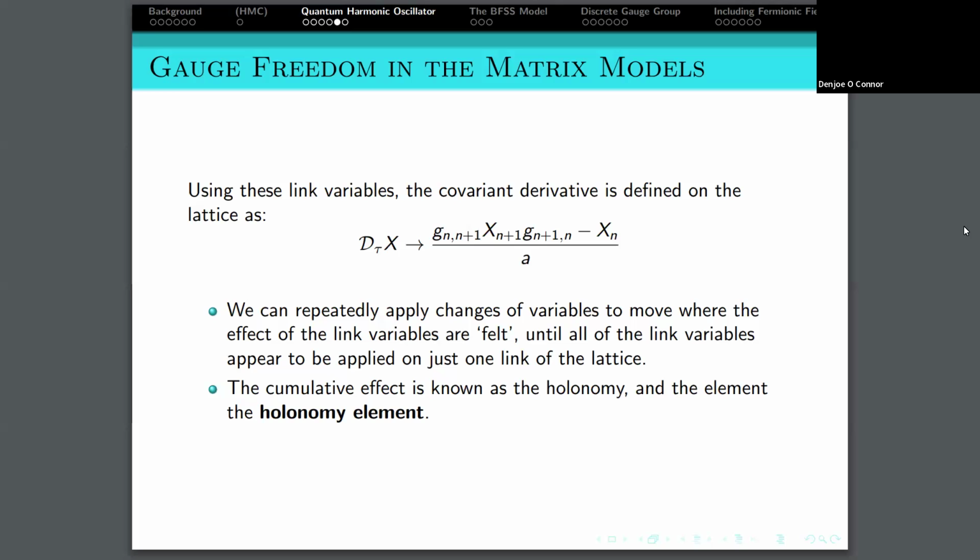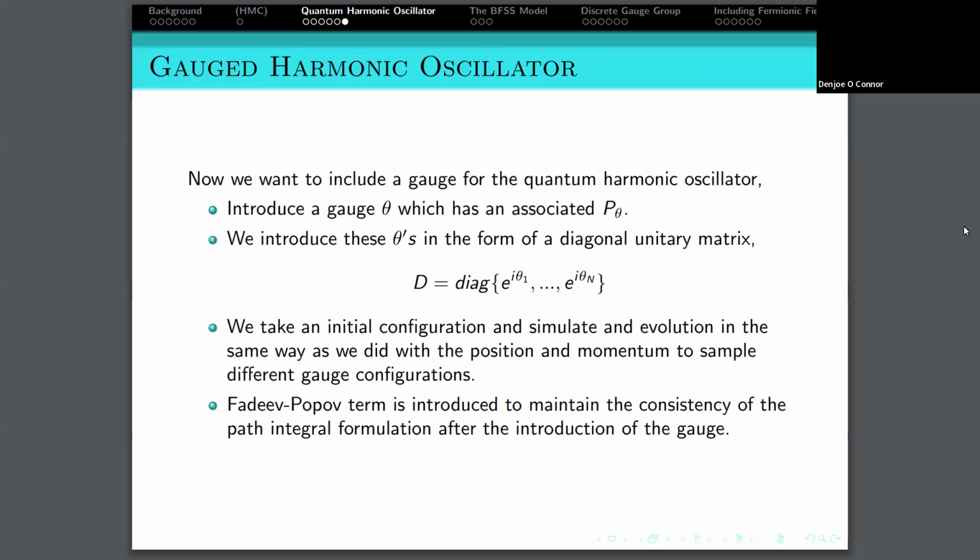And then if we choose a certain gauge, depending on whatever we're working with, you can choose a gauge so that just one link on the lattice feels this gauge field. So we call this the holonomy, which means just one thing on the lattice carries this gauge field. So we call this D here. It's basically a diagonal matrix. These thetas, we define this as our gauge. So it's just a diagonal matrix with each theta along each diagonal.